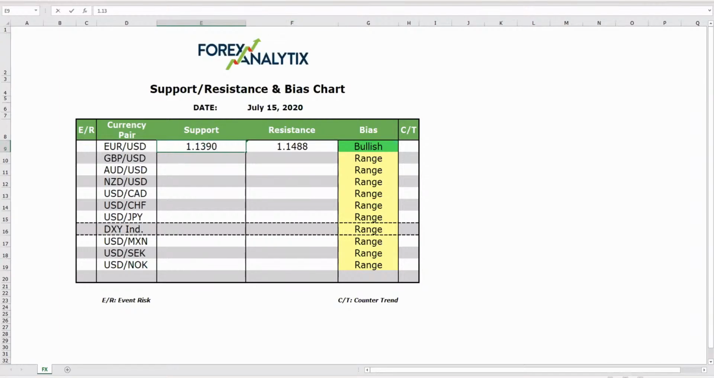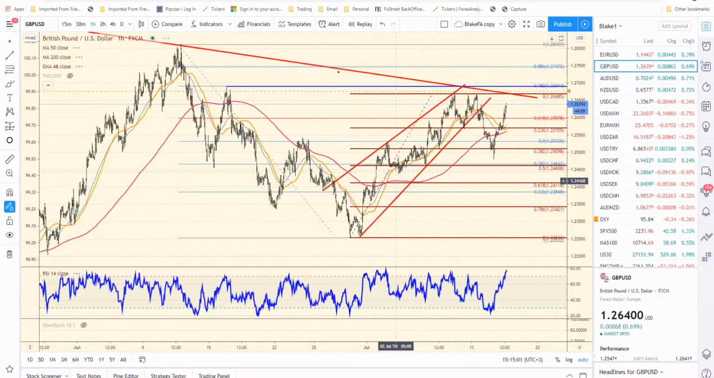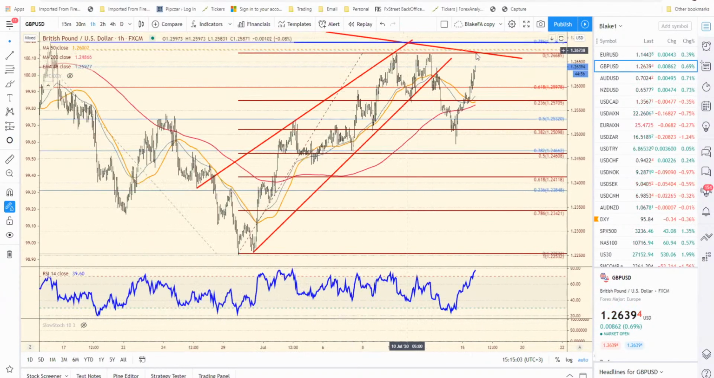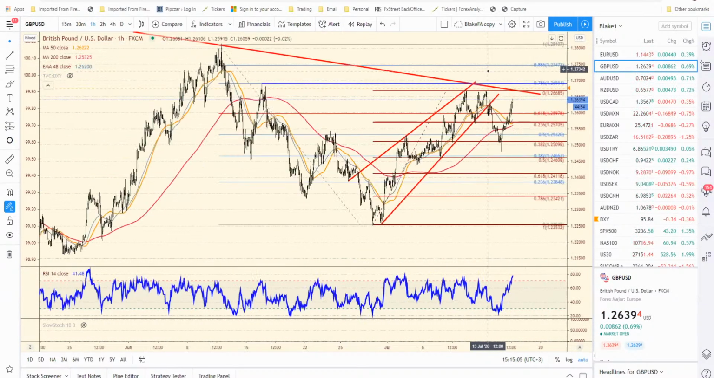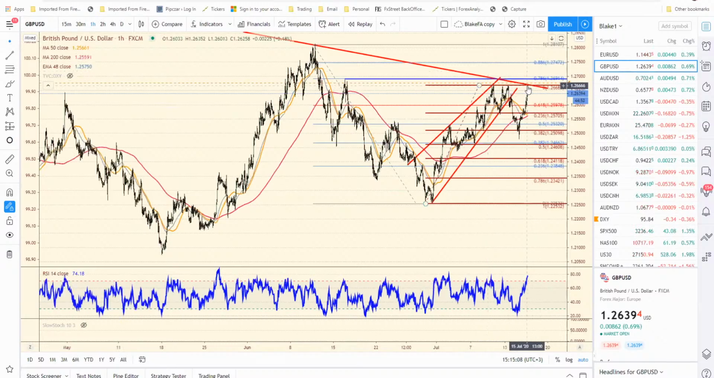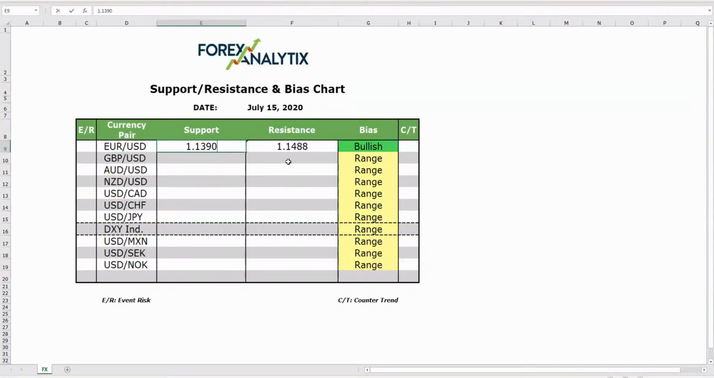Let's take a look at the cable. Let's go over to the pound, and the pound's going to be facing some really key resistance right here. Obviously, it's a big downtrend line, and it's horizontal resistance. So that's 126.66. I'm going to keep this range bound for right now, 126.66.